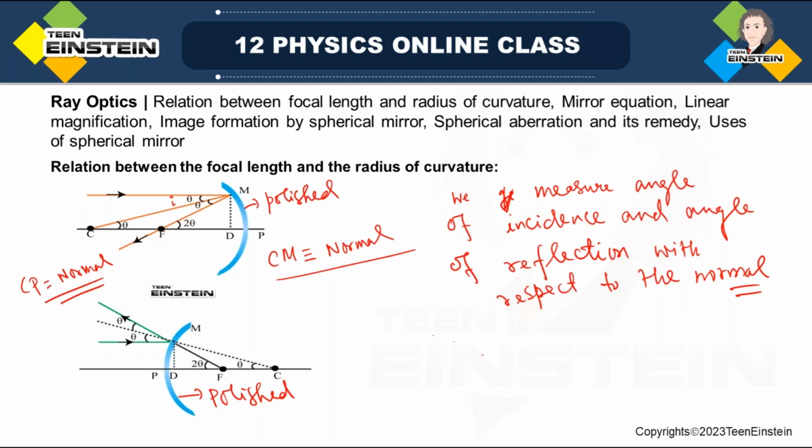Now what is the angle of incidence? See, this is the angle of incidence, which is taken as theta, and the angle of reflection, as we know, will be equal to it. So the angle of incidence and angle of reflection are both theta, measured with respect to the normal. This is the reflected ray, and this is the incident ray. So this is what I wanted to let you know, how to measure the angle of incidence and angle of reflection. So this part is over.